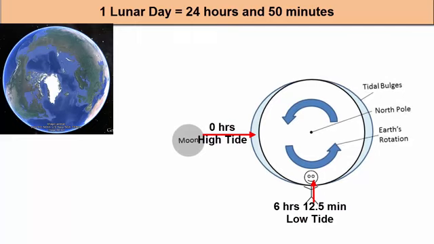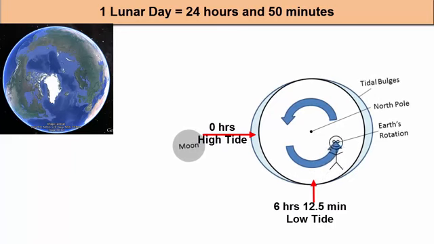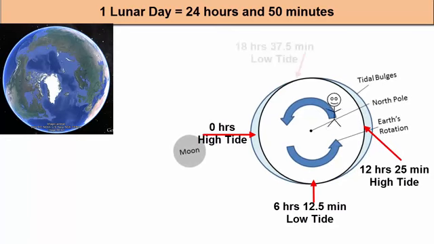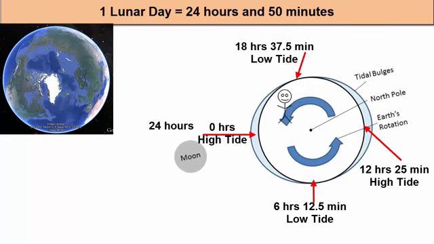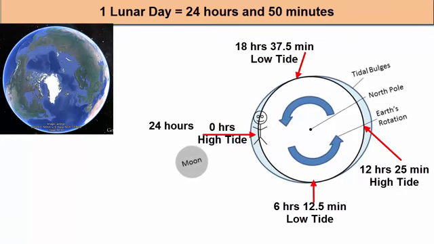Ebb current has removed water from the land and low tide has arrived. Then flood current starts as the figure heads into another high tide at 12 hours and 25 minutes. 18 hours and 37.5 minutes later, the figure has left the high tide and is experiencing low tide again. 24 hours later, the figure is back where it started relative to the Sun, but the Moon has been moving during Earth's rotation. The Moon has moved 1/29th of its full orbit.